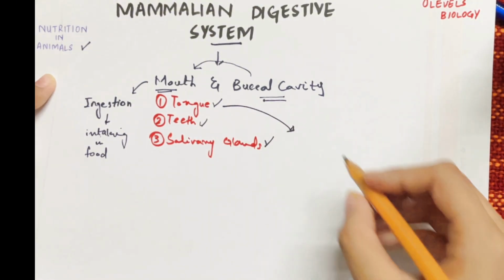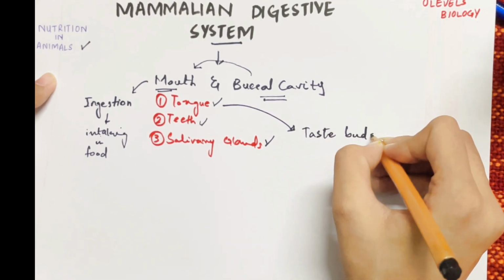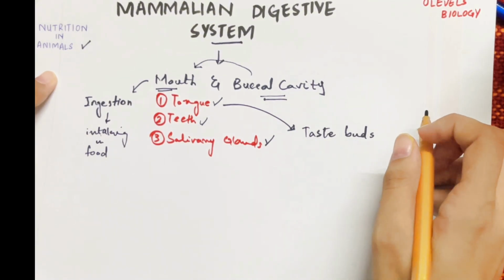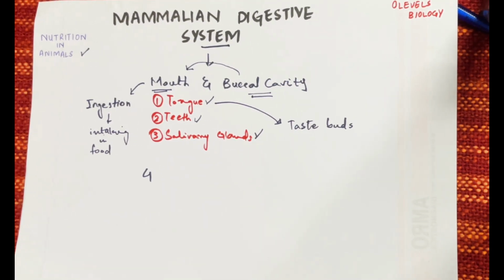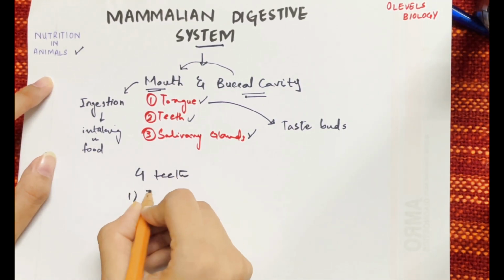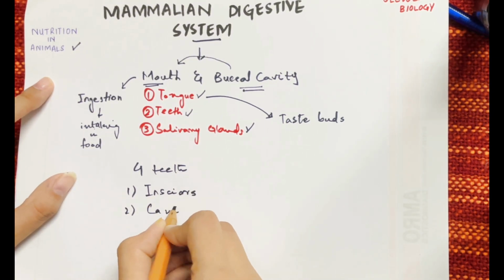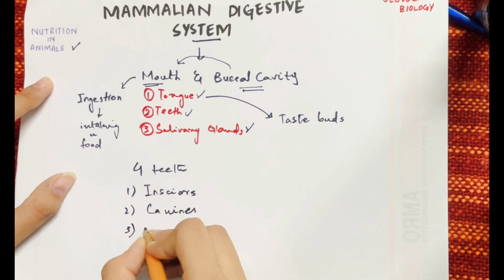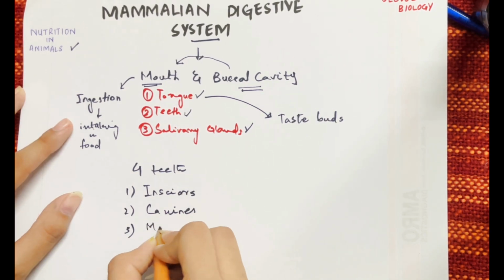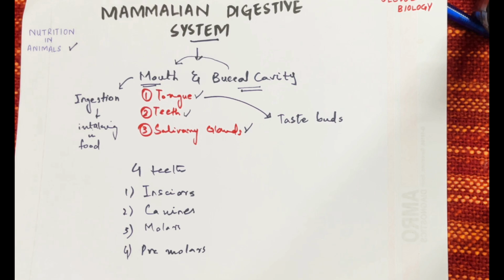When you talk about the tongue, it is majorly associated with the taste buds. It includes all the taste buds due to which we are able to identify what kind of food we are taking in. Similarly, when you talk about the teeth, there are four kinds of teeth in the human body. Number one is incisors, the frontmost teeth. Then we have canines, which are behind the incisors. Then we have molars, and then we have the premolars. These are the four kinds of teeth that are present inside the human buccal cavity.